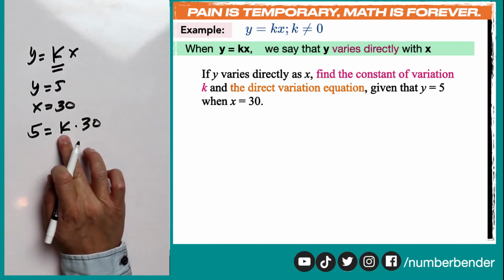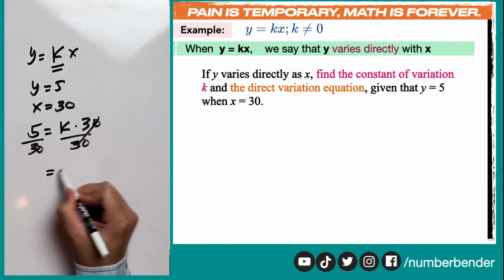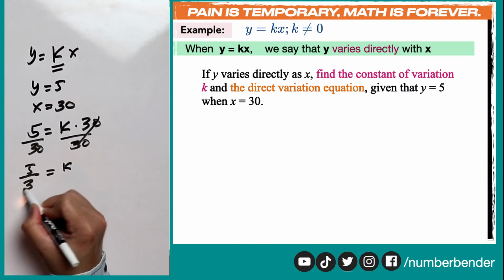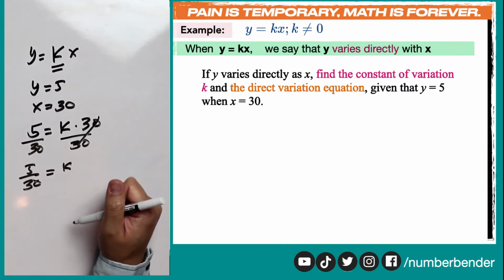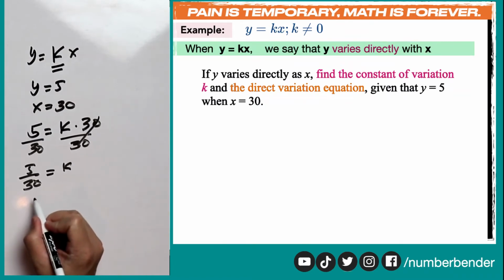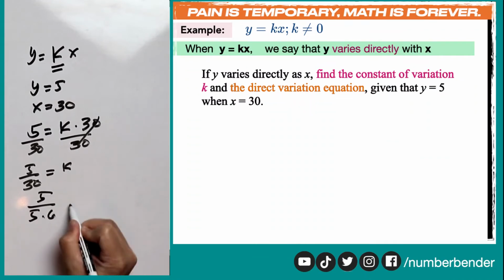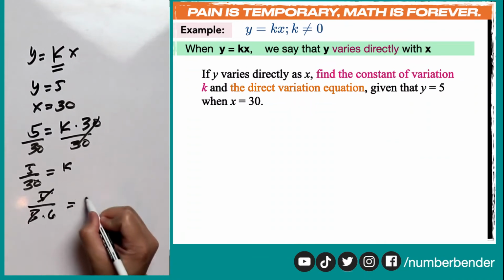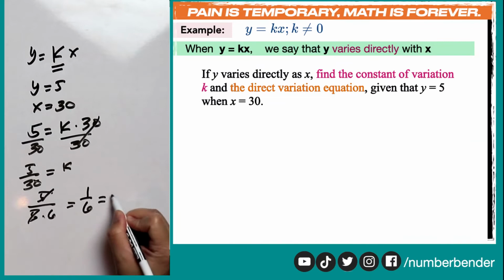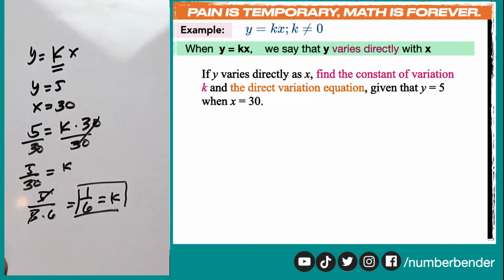All we need to do is to find k by isolating k, and now we have 5 over 30, and we know that 5 over 30 can still be simplified because 30 is 5 times 6, and we can cancel it out, which is equal to 1 over 6. So this is the value of k that we are looking for, and this is the first part of our answer because now we found the constant of variation.